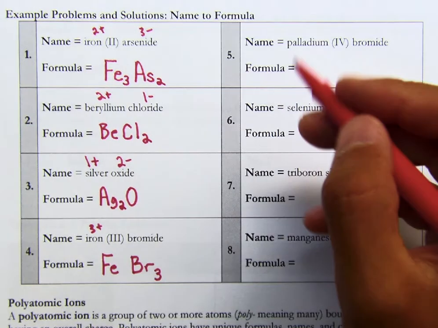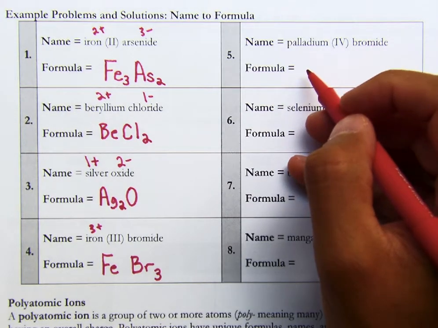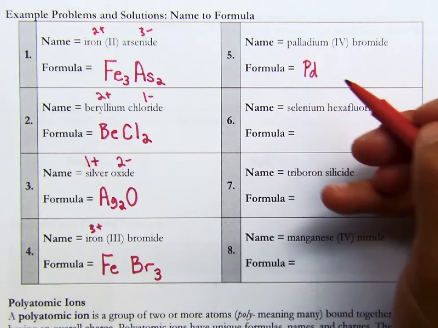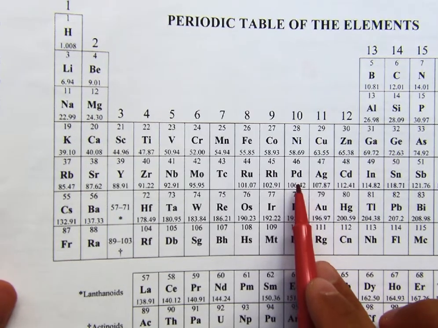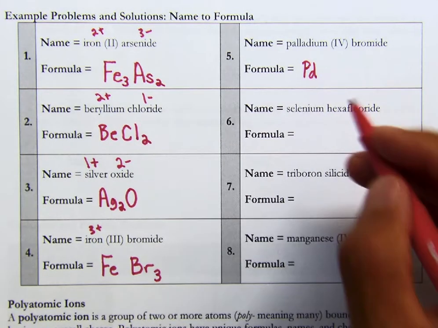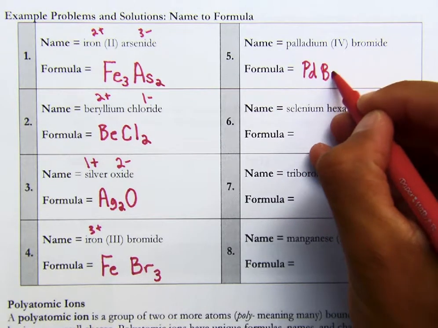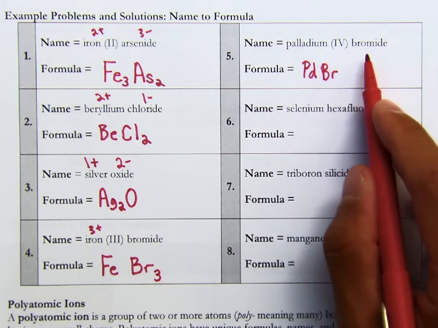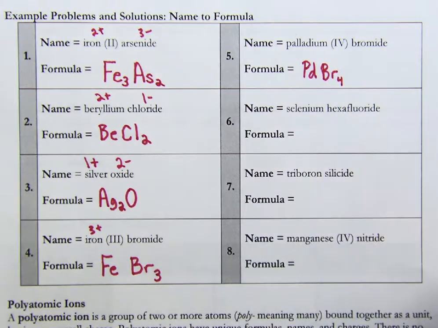Next up, palladium 4 bromide. Palladium is Pd. It's here in the middle of the periodic table. It forms different charge ions, but this tells us that it's a 4. Now, bromine, we just had in the last problem, is Br. If the palladium has a charge of +4, bromine is -1. So to form a neutral compound, you need to have 4 of these.